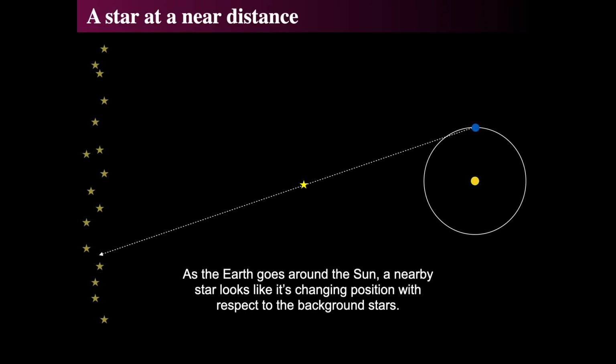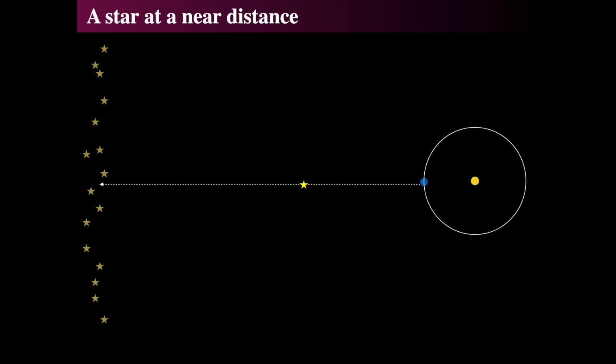So how does this actually work? When a star is at some near distance, and the Earth is represented by the blue dot and the sun by the yellow dot, let's say that's a nearby star, a little 5-pointed star there. We have a line going from the Earth to that nearby star, looking through to the background stars. As the Earth goes around the sun, the apparent place in the sky of the nearby star is actually changing with respect to the background stars.